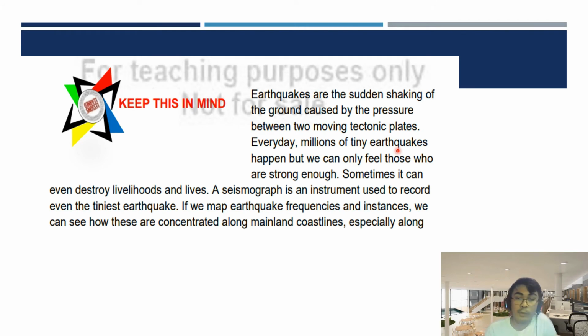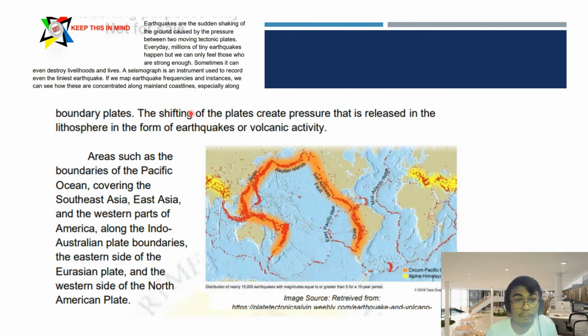So if we map earthquake frequencies and instances, we can see how these are concentrated along the mainland coastline. Earlier it was shown, right, that it points to certain places. And these places or areas are known as coastlines. Actually, another term for them is plate boundary. So when we speak of coastline, they are actually the edge of the continents, especially along the plate boundaries as I have mentioned.